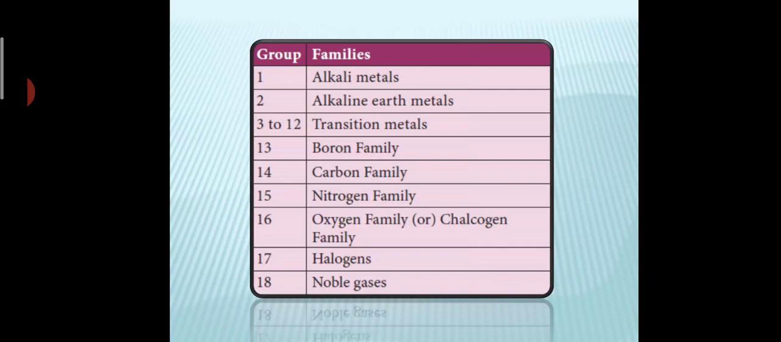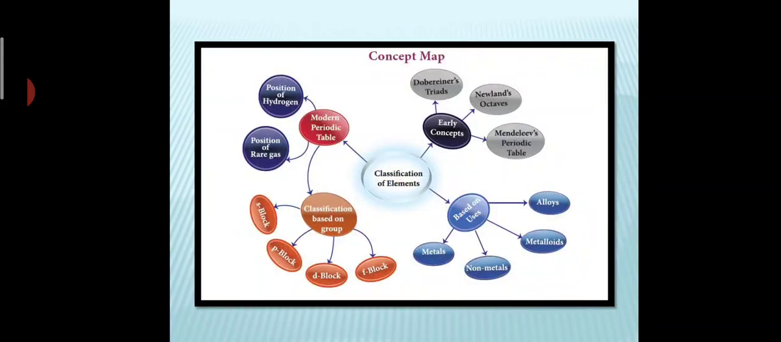Is it clear? So far we have discussed the early concepts and the beginning of the modern periodic table. So let's summarize again. We started with the early concepts. We saw Dobereiner's triads. Dobereiner's triads was grouping 3 elements. He said the middle element will have the atomic mass which is the average of the first and last element.